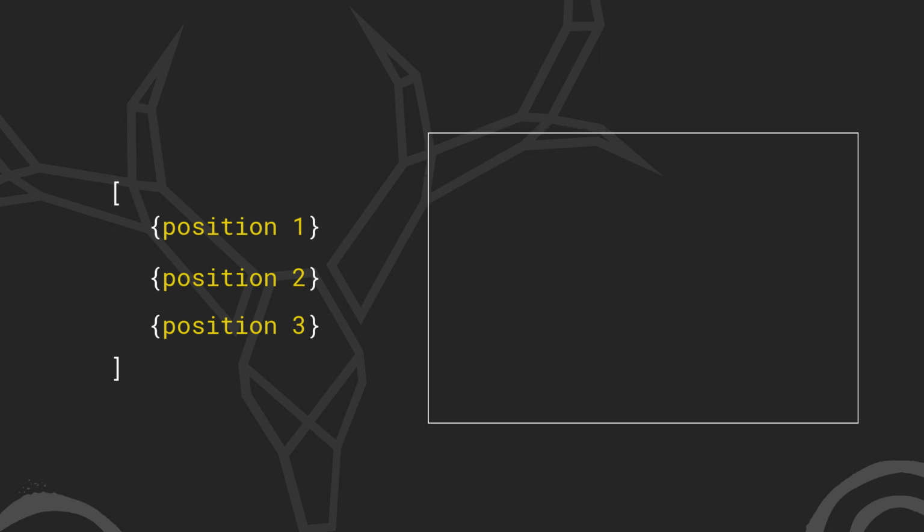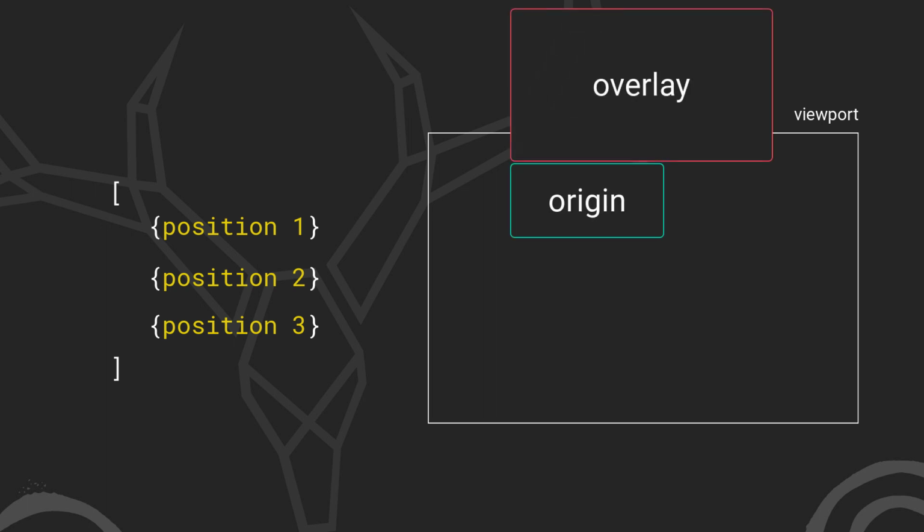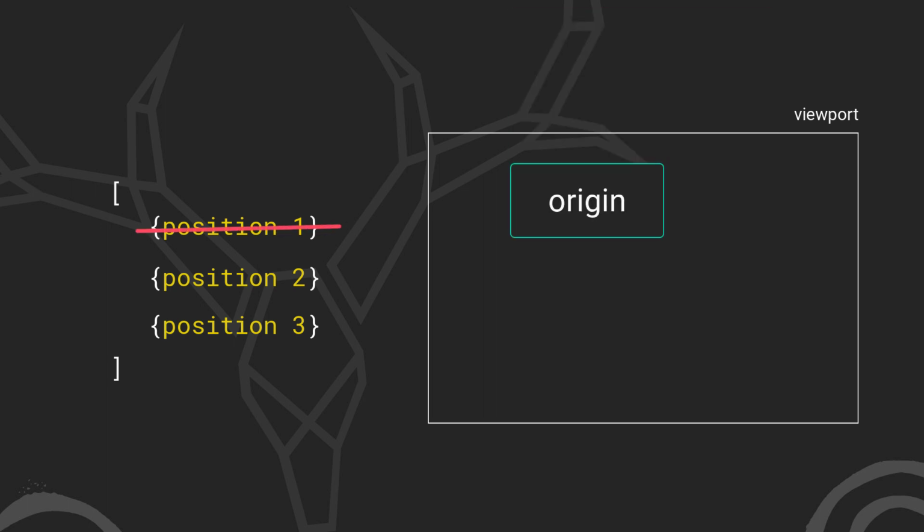So what we do is pass an array of these connected position pairs to the overlay in the order that we prefer to have them applied. The overlay will then attempt to position itself in the first position, but if it can't fit within the viewport, it will fall to the next position. And if that doesn't fit, it will fall to the next position. Now, if none of the positions fit, it will determine which one fits best and then use it. So there's quite a lot of complexity there that we just don't need to worry about. It's all been figured out for us already.